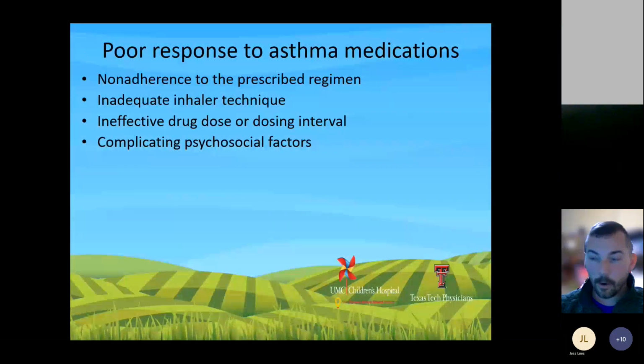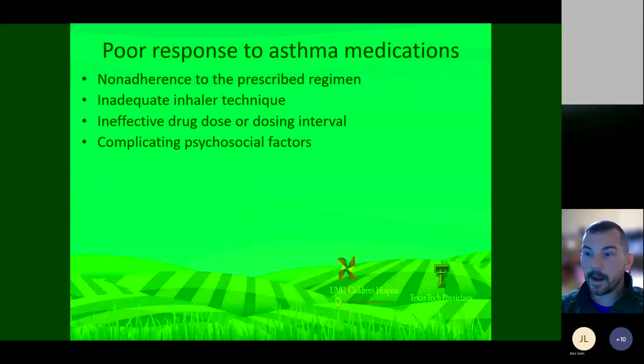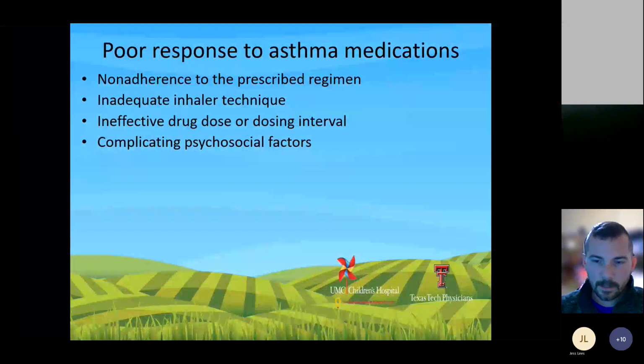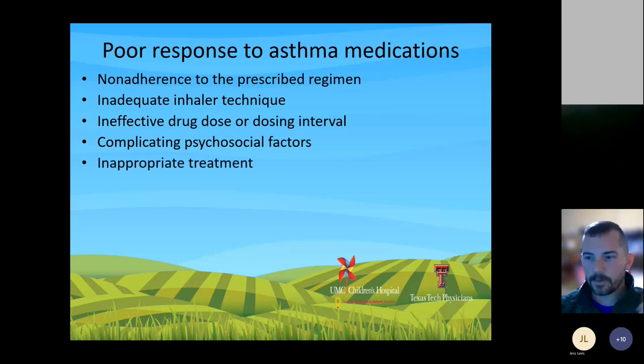Psychosocial factors. Are they moving home to home? What is their living environment? How many siblings are there? Financial aspect, all that's very important, and appropriate treatments there.